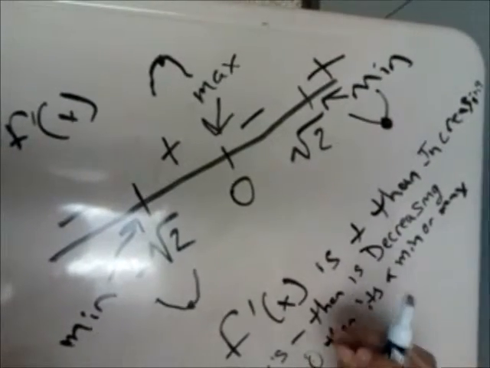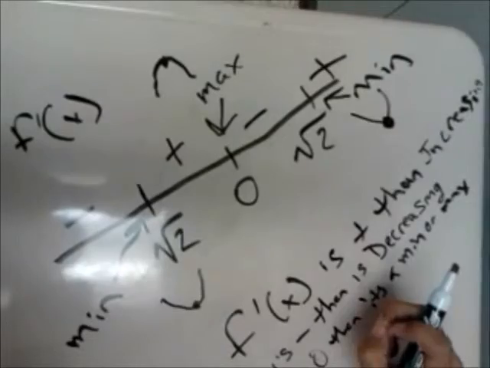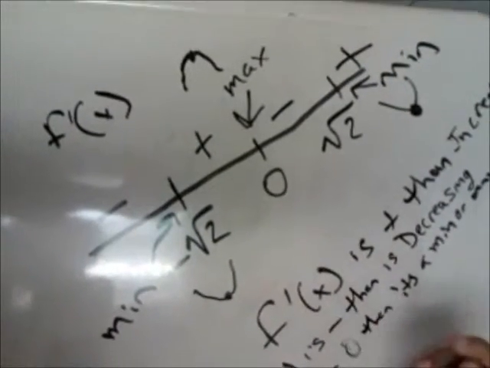So that's really all there is to it. That's how we find critical numbers and we find the min and max. So that's really it for this one.